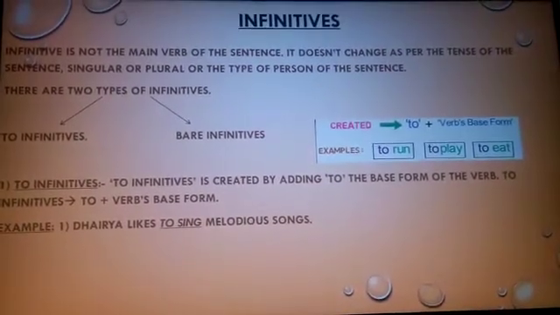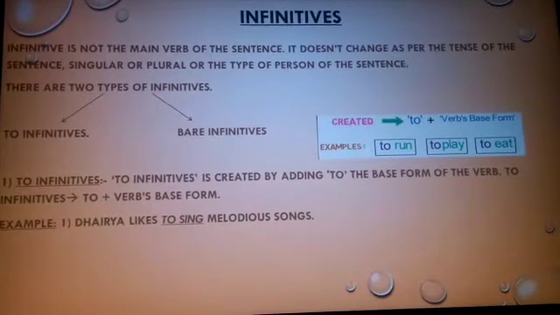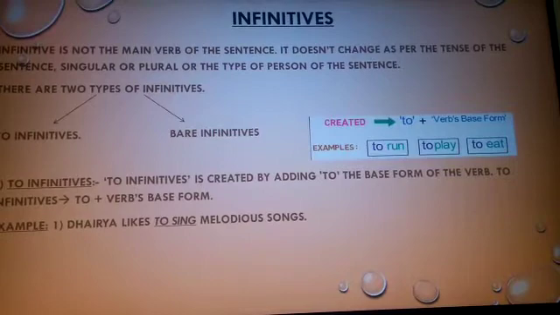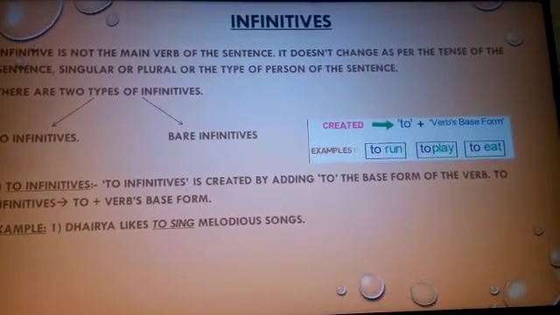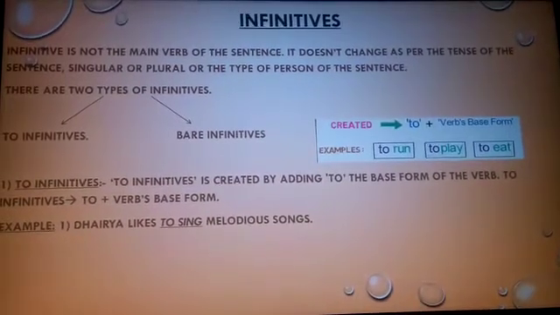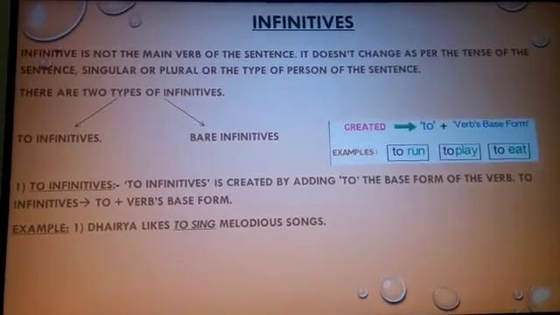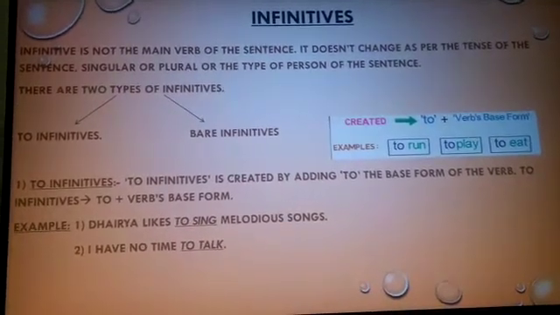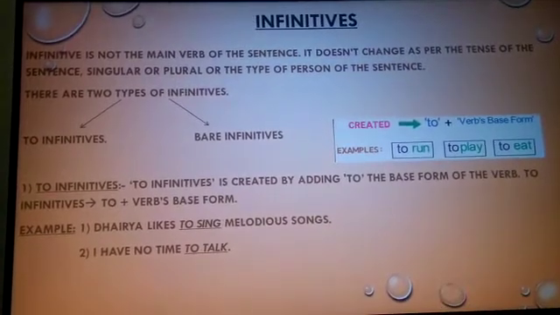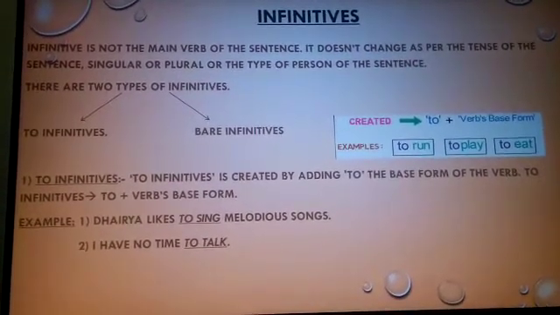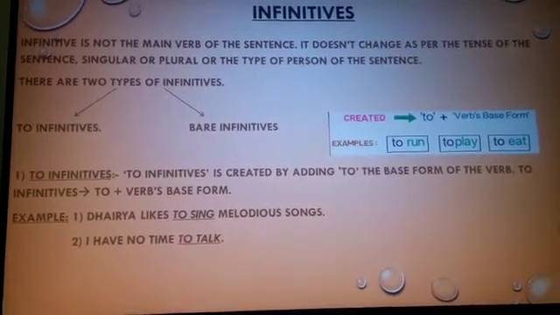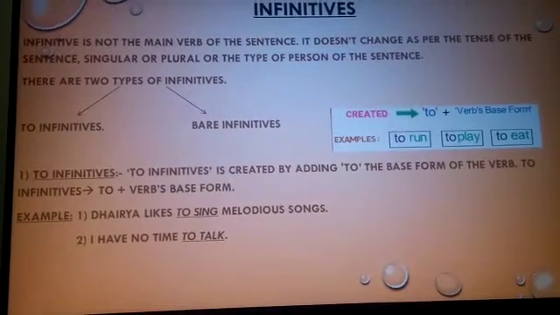First example: Dharya likes to sing melodious songs. Here we can see that to is added to the sentence and sing is the verb's base form, that is, it is in the V1 form. So to sing is an infinitive here. Next: I have no time to talk. Here to talk is an infinitive. It is used to describe an object. So to talk is an infinitive.